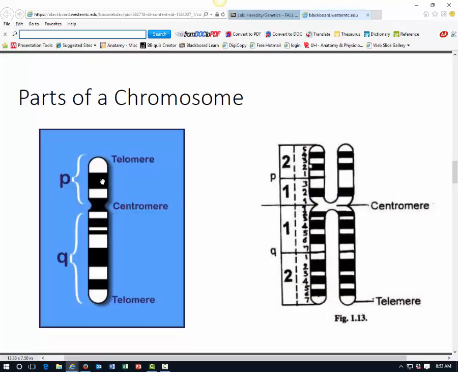So we have a gene, which codes for a functional protein. We have a gene locus, which tells us the location of a gene on a chromosome. And then we have the P arm, which is the shorter arm, and the Q arm, which is the longer arm.